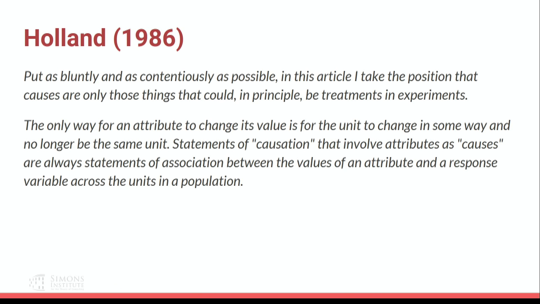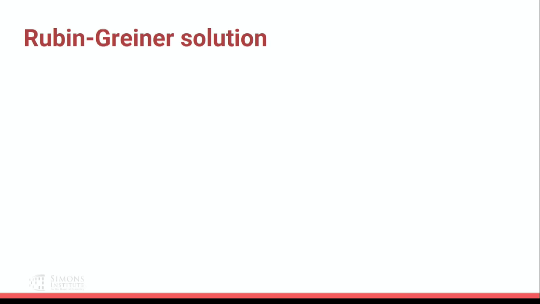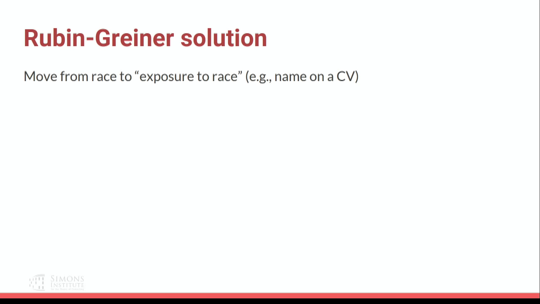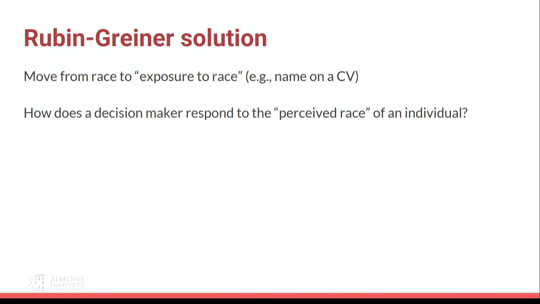But sometimes it's sure nice to talk about race or gender as a cause. And so there is a proposed solution in the community that Issa calls the Rubin-Greiner solution. And it goes like this. Instead of talking about race as a cause, you talk about exposure to race as a cause. For instance, the name on a CV. And instead of talking about what happens to you because of your race, you talk about how decision makers respond to stimuli of race, okay? And so you will ask questions like, how does a car salesman respond to perceptions of race when they sell cars? Or how do hiring committees respond to ethnic names on CVs and so on?